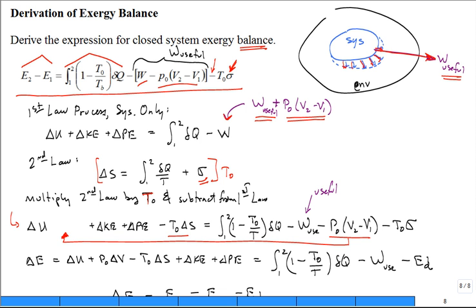All right. And now you have an expression that looks like this. Oh, this term also moves over in relationship, put it right there. So what we have is the change in U plus P naught change in V minus T naught change in S plus kinetic plus potential energy. That is simply the change in the exergy, is it not? That's our exergy change. And that's equal to this integral 1 minus T naught over T del Q minus W useful minus this term, which we now name exergy destruction.